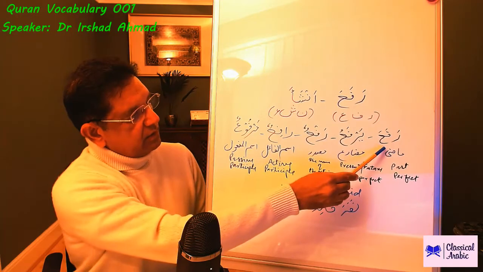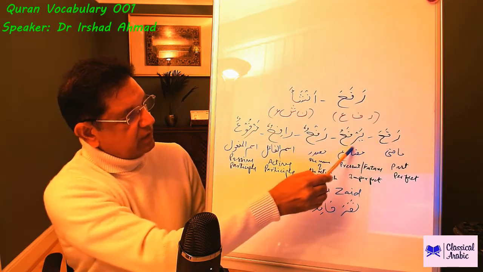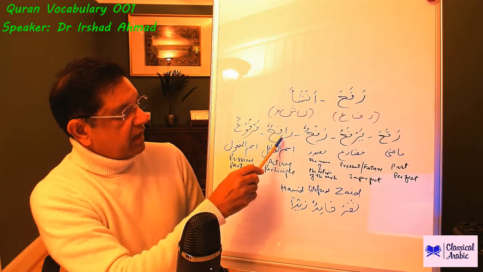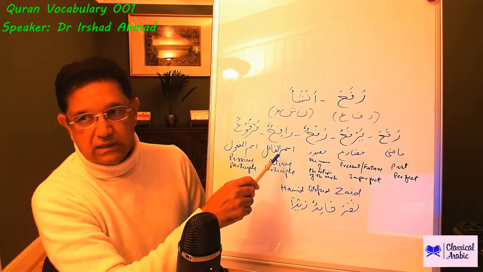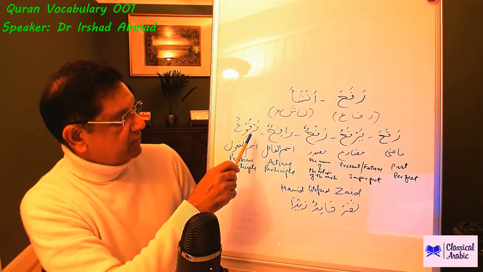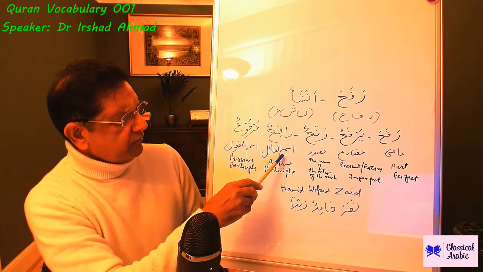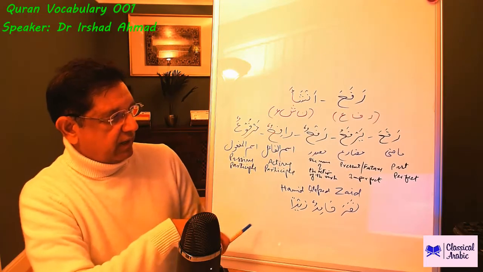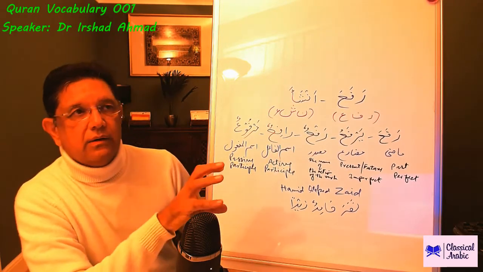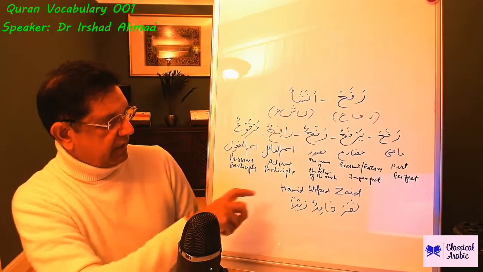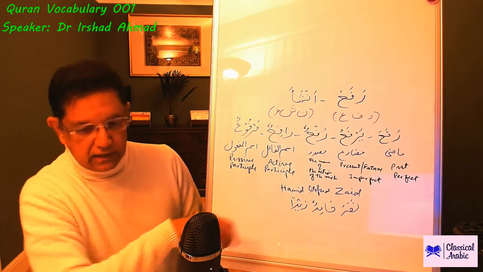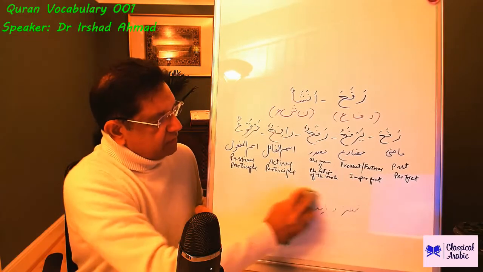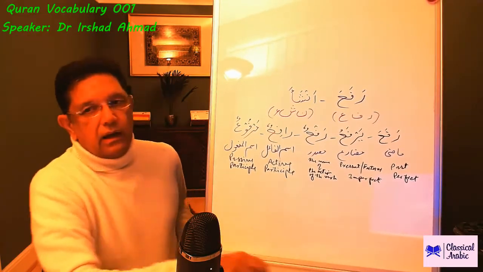So these are two af'al, madi and mudare. We have masdar, which is noun, and we have rafi'un, which is translated ismul fa'il, and this is ismul maf'ul. There's a subtle difference between fa'il and ismul fa'il. Fa'il is the doer of the action of the verb, and clearly ismul fa'il is also the doer of the action of the verb.